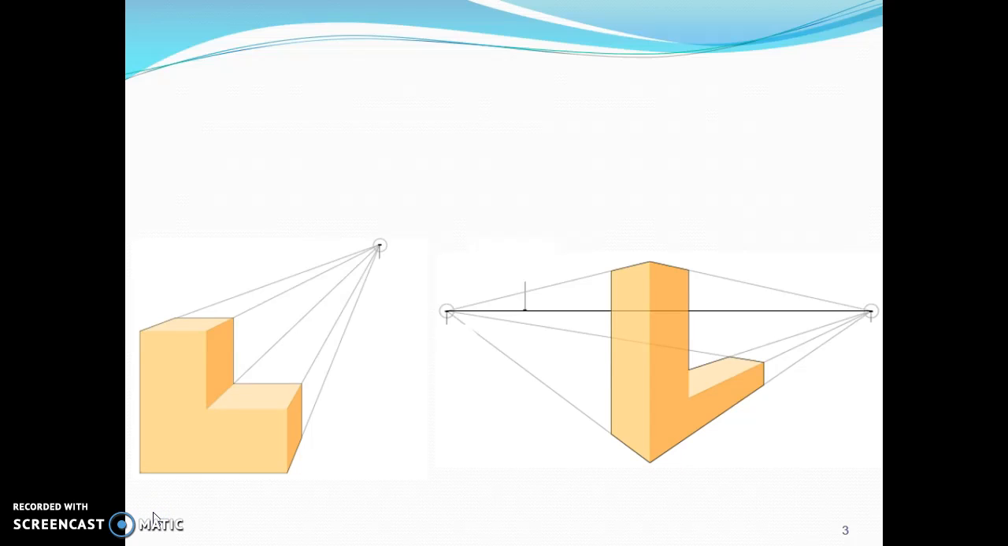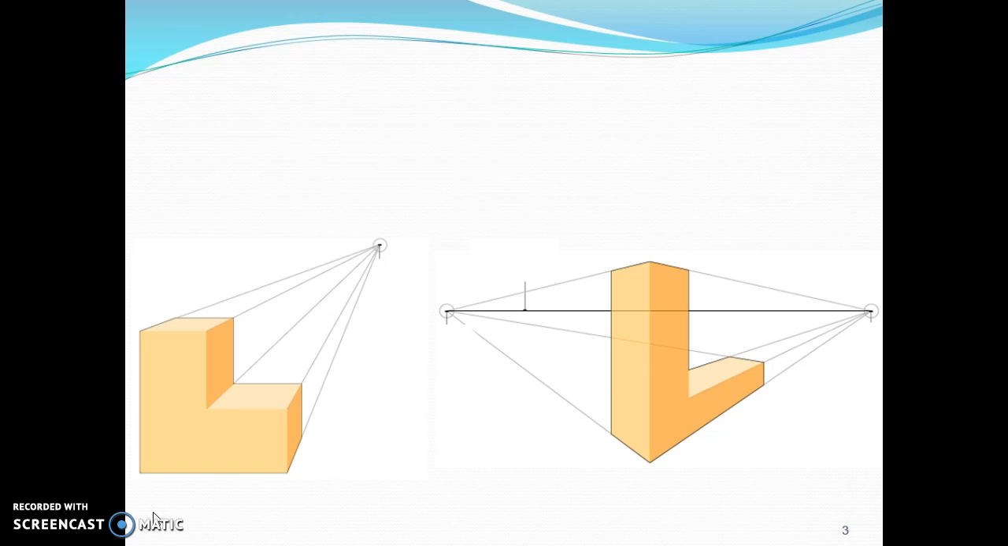In two-point perspective drawing, the item is drawn in such a way that its corner is closer to the viewer than its sides. All the parallel lines on the left side, if extended, converge at the left-hand vanishing point. And by extending the horizontal parallel lines on the right side, we can see they will all converge at the right-hand vanishing point.